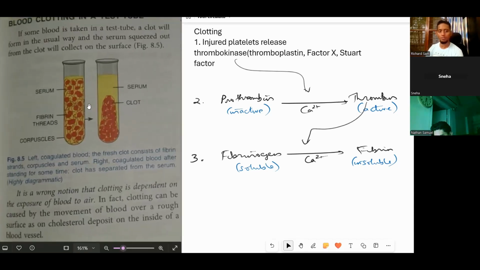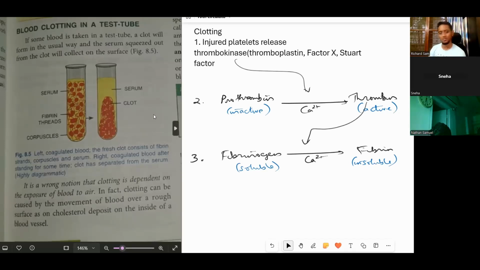If you just take some blood outside and leave it, it won't stay as blood forever, it will clot. Again, that's not just because of exposure to air. Blood has to be inside your body and moving smoothly, continuously, then the clot will not form. If it is stationary, clot will form. If it is passing through a rough surface, clot will form. So here it is stationary, that's why the clot is formed. So clot is all the cells of the blood, and what is remaining is the serum.